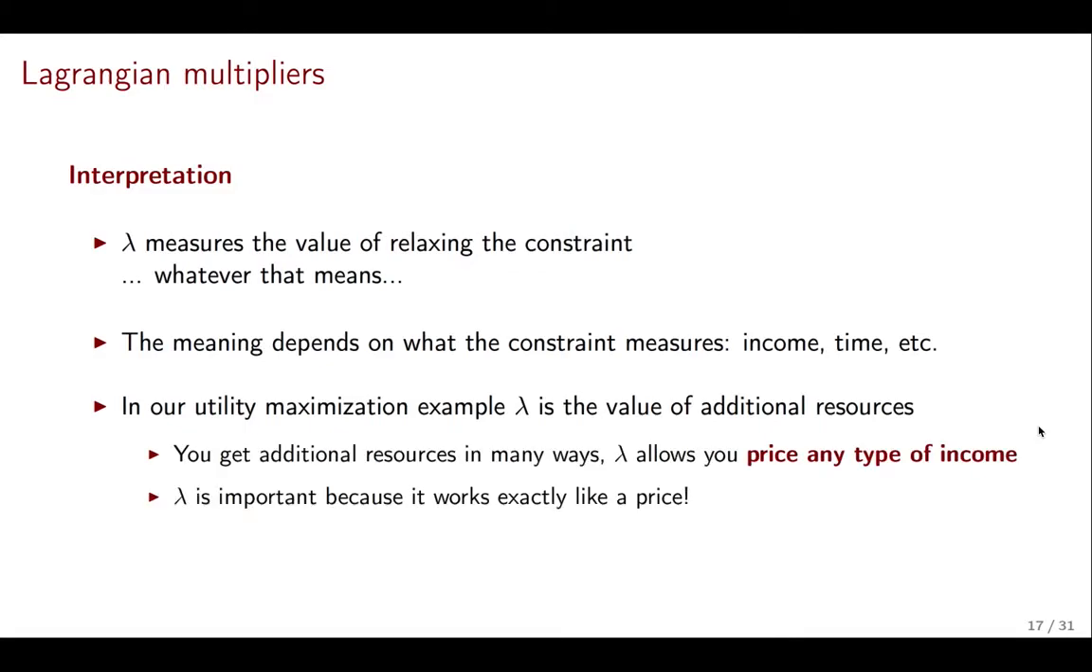But there's a catch. You can get additional resources in many ways. Lambda doesn't care about how you got those additional resources. Lambda allows you to price any type of income. And here we can see why lambda is so important. It works exactly like a price. It is the way in which the person taking a decision prices additional income or additional time. And once we know how to price things, we better understand how to make decisions.